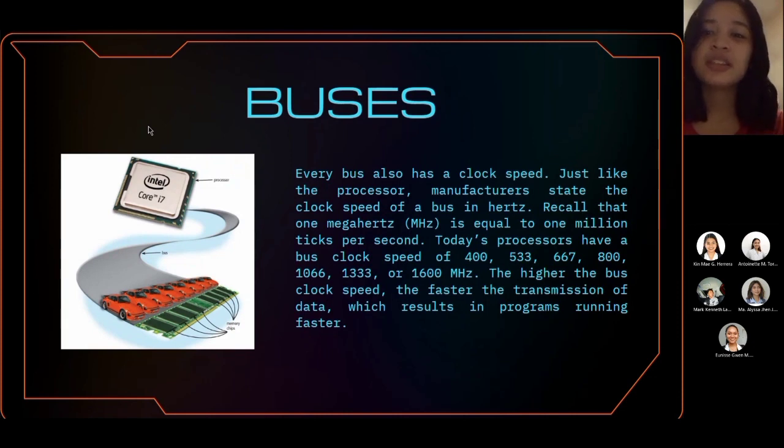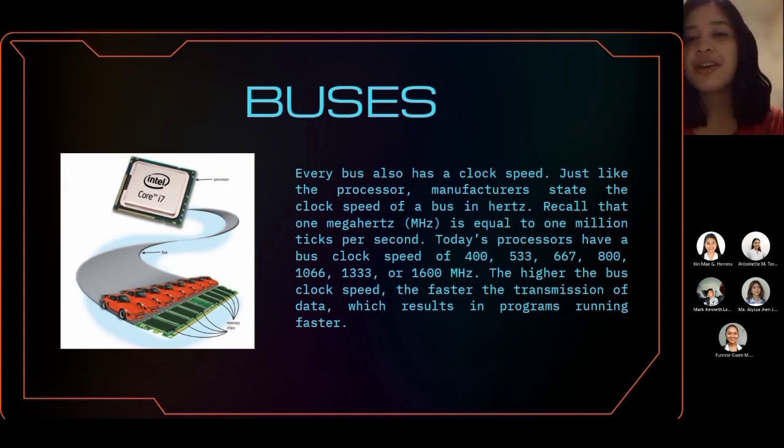Every bus also has a clock speed. Just like the processor, manufacturers state the clock speed of a bus in hertz. Recall that 1 megahertz is equal to 1 million ticks per second. Today's processors have a bus clock speed of 400, 533, 667, 800, 1066, 1333, or 1600 megahertz. The higher the bus clock speed, the faster the transmission of data, which results in programs running faster.